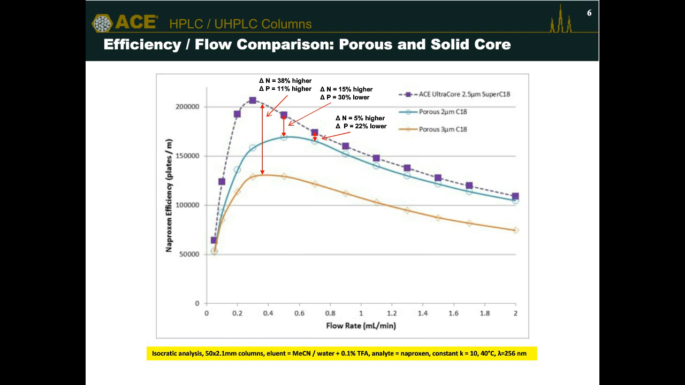The highest efficiency actually is gained by using a solid core particle. This 2.5 micron particle has the highest potential efficiency. It's 38% higher than our 3 micron fully porous particle. So you can see the data speaks for itself. It is beneficial to move to a solid core particle, even with a slightly bigger particle size than your sub 2 micron particle, to gain efficiency while not paying with so much back pressure.